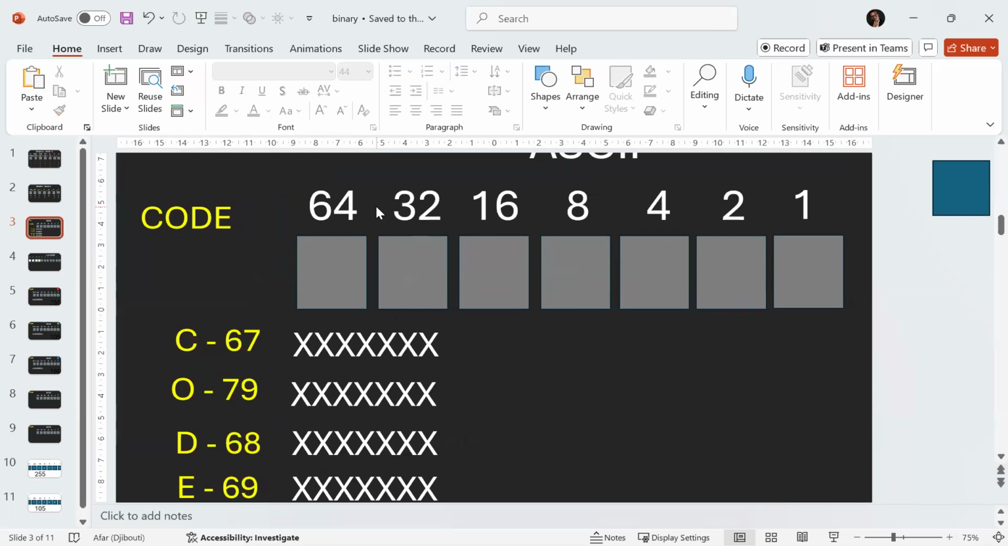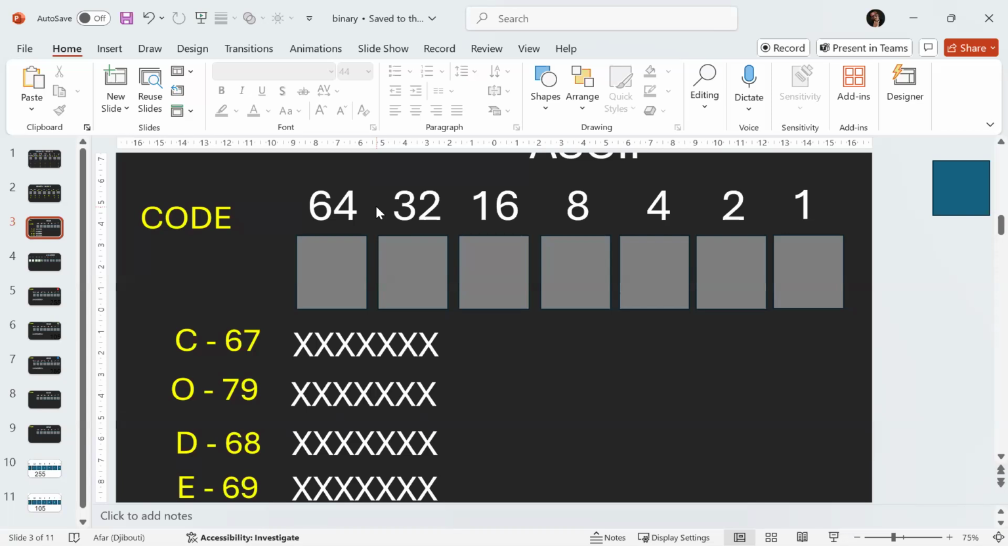Now, 67. You can see CODE, they are unique. None of them is repeating. Forever and ever, capital letter C, as far as the computer is concerned, is decimal 67. Note it today. Forever and ever, the capital letter O is 79. That's why it's called standard. It does not change.